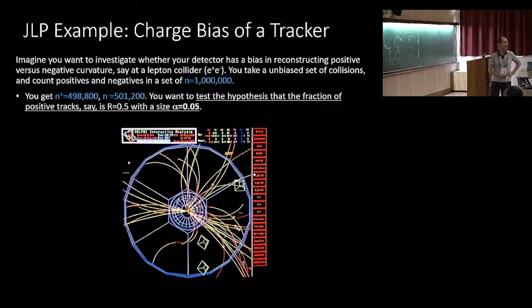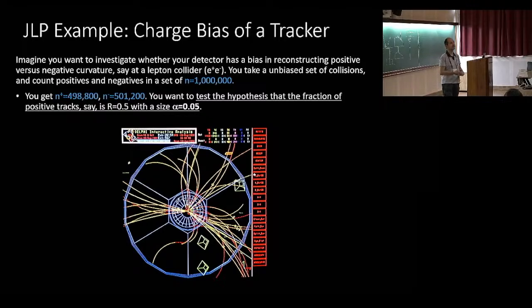I have an example for you because I think this might have been a little bit cryptic. So imagine we have tracks in a tracker. This is the Delphi tracker. And tracks have the property of having positive or negative charge. And you know, reconstructing tracks is a tricky business. It's pattern recognition. You might be failing more for positive tracks than for negative tracks. This would be a problem.